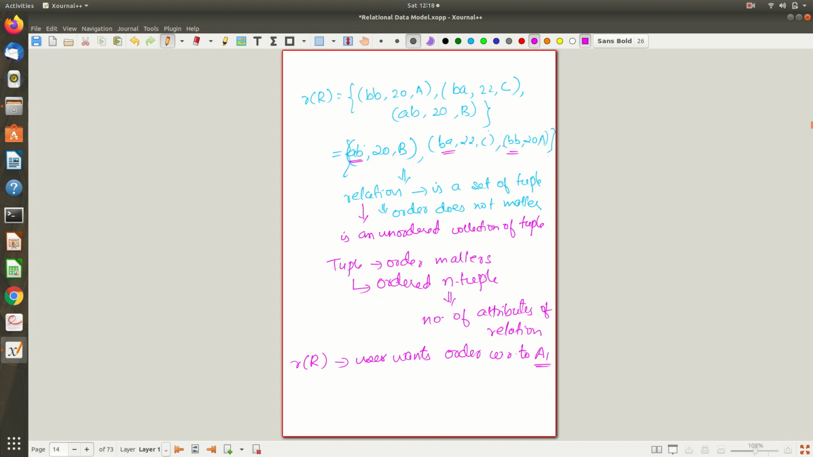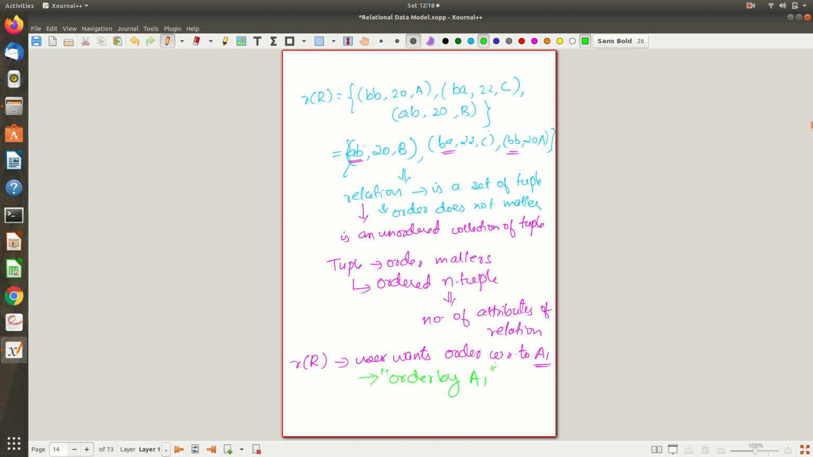Okay, now order matters. Why does order matter? Because from the user's point of view, he needs an order. Typically, when you study SQL queries, you will see a special command from the user. He will write like order by A1. So if he writes a query saying order by A1, the system will order the entire relation with respect to the attribute A1. And if you want, you can order the tuples of the relation with respect to more than one attribute also. All these things are fine, but it is from the user.